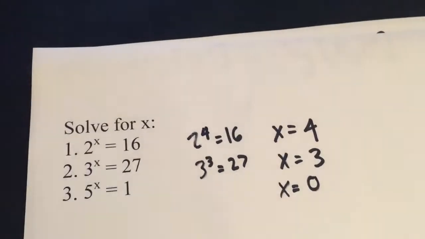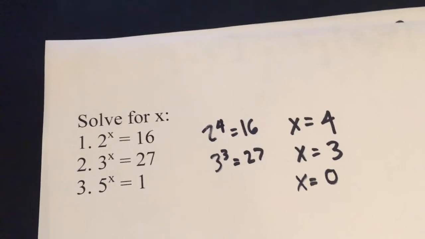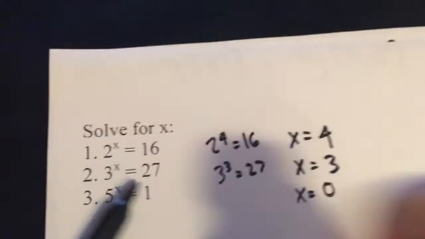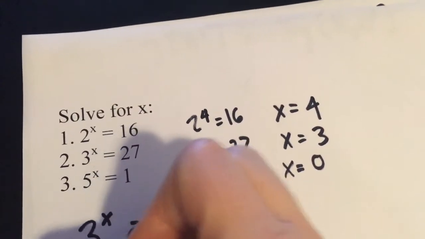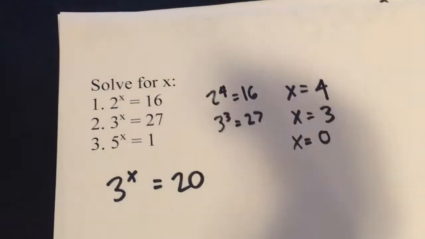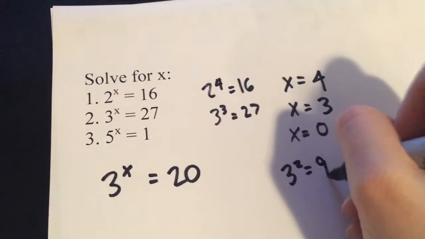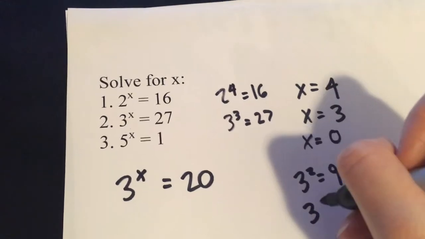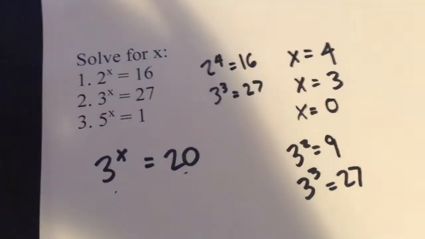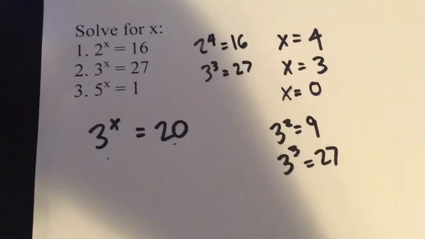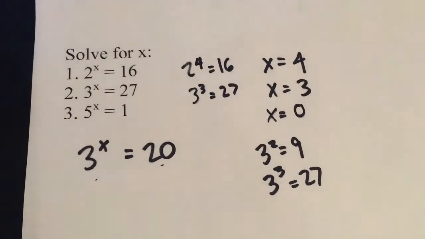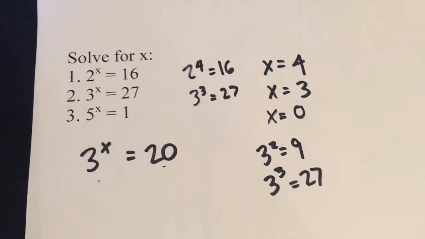Now these equations are pretty straightforward, but what if we had an equation, for example, that looked something like 3 to the x equals 20. Okay, well, I know that 3 squared is 9, and 3 to the third is 27, and we're looking for something that's in between. So x is definitely somewhere in between 2 and 3. But it's not obvious what exactly x is, other than that it's somewhere in between 2 and 3. Right?